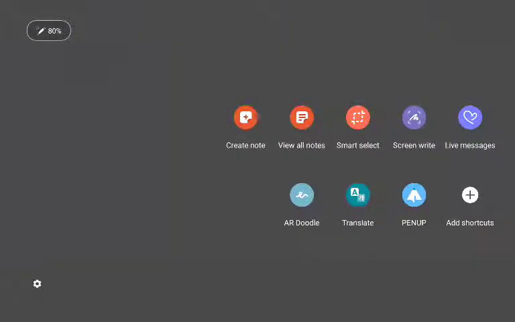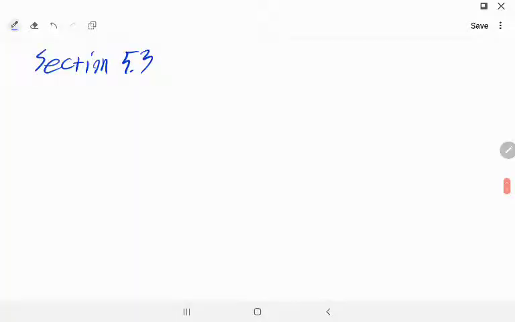Section 5.3, we're interested in the idea of definitions of b to the 0 and b to the negative n.